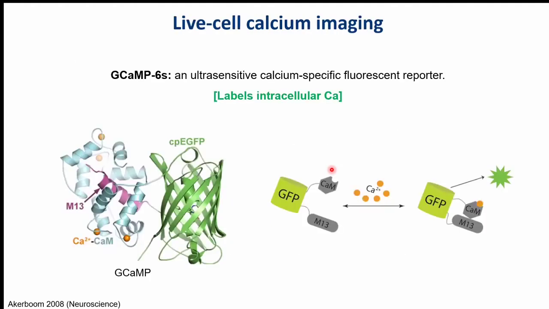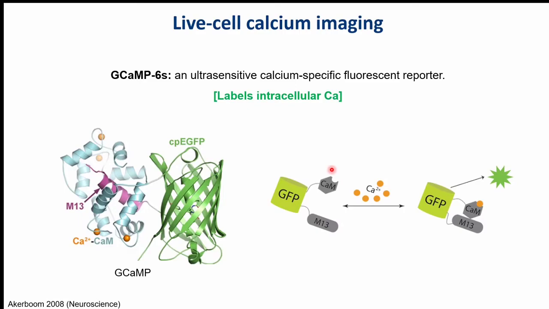To label intracellular calcium, we perform live cell calcium imaging in our lab, and we use a genetically encoded calcium indicator, which we express endogenously in the yeast cells. By expression, I mean we install this reporter inside the yeast and make them express it. We use GCaMP6s, which is an ultrasensitive probe to label intracellular calcium. This probe will only fluoresce upon binding to calcium.